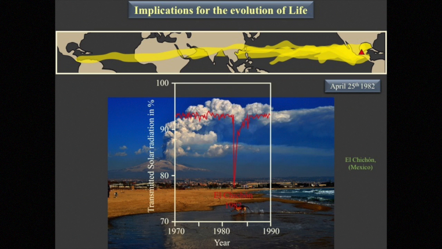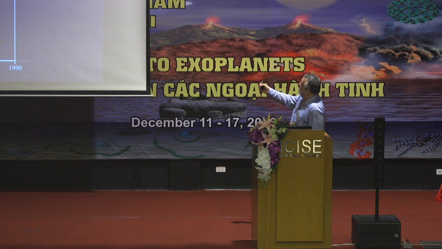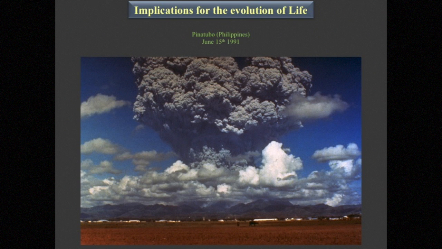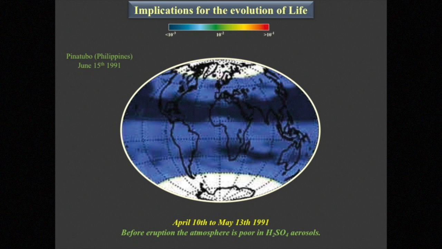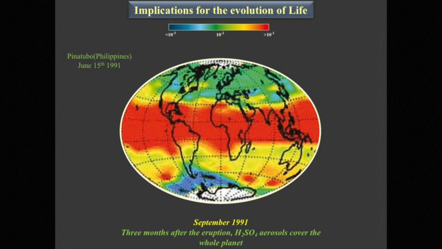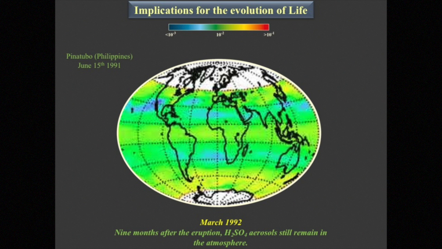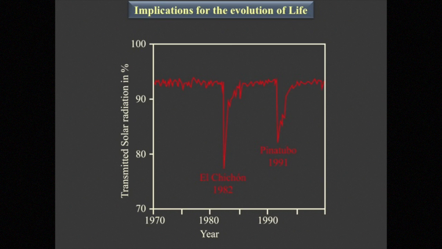And, of course, they induce a decrease of the transmitted solar radiation at the surface of the Earth, and they make a very strong peak, which results in colder weather. If we look now at another volcano, here is Pinatubo in the Philippines. If we look at the amount of H2SO4 aerosols in the atmosphere, before the eruption, and immediately after the eruption, there is a lot of aerosol in the atmosphere all around the world. Now, 3 months after the eruption, and we can see that 9 months after the eruption, a lot of aerosol remains in the atmosphere. And the effect of this eruption was also sensible. We can see it on the light from the sun arriving at the surface of the Earth.